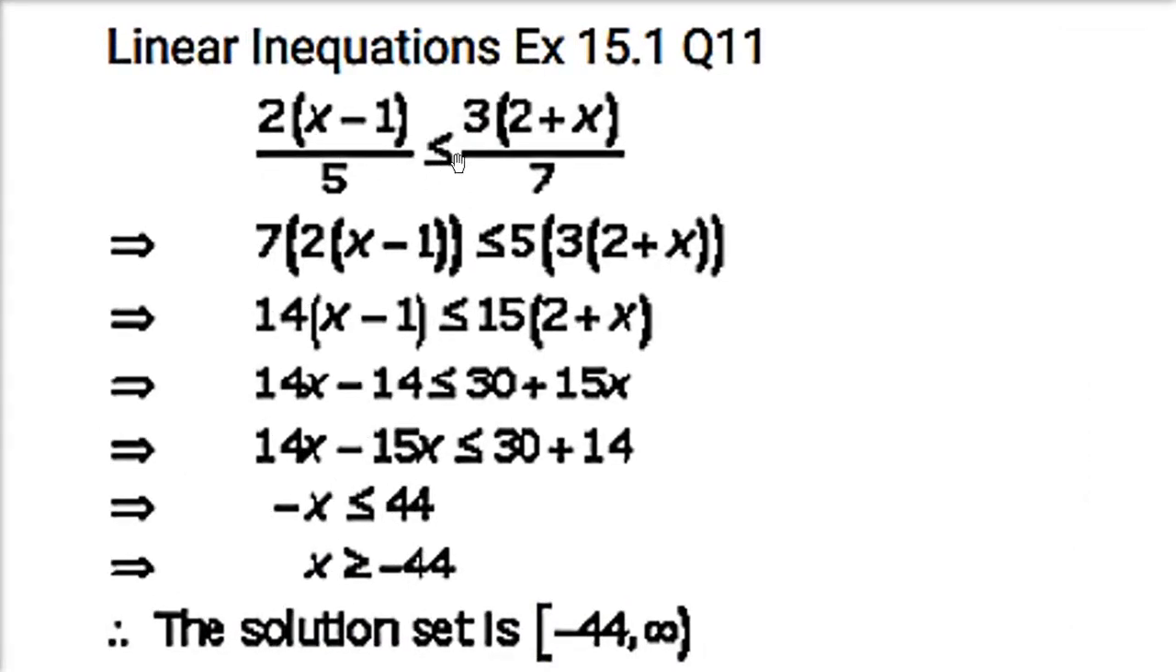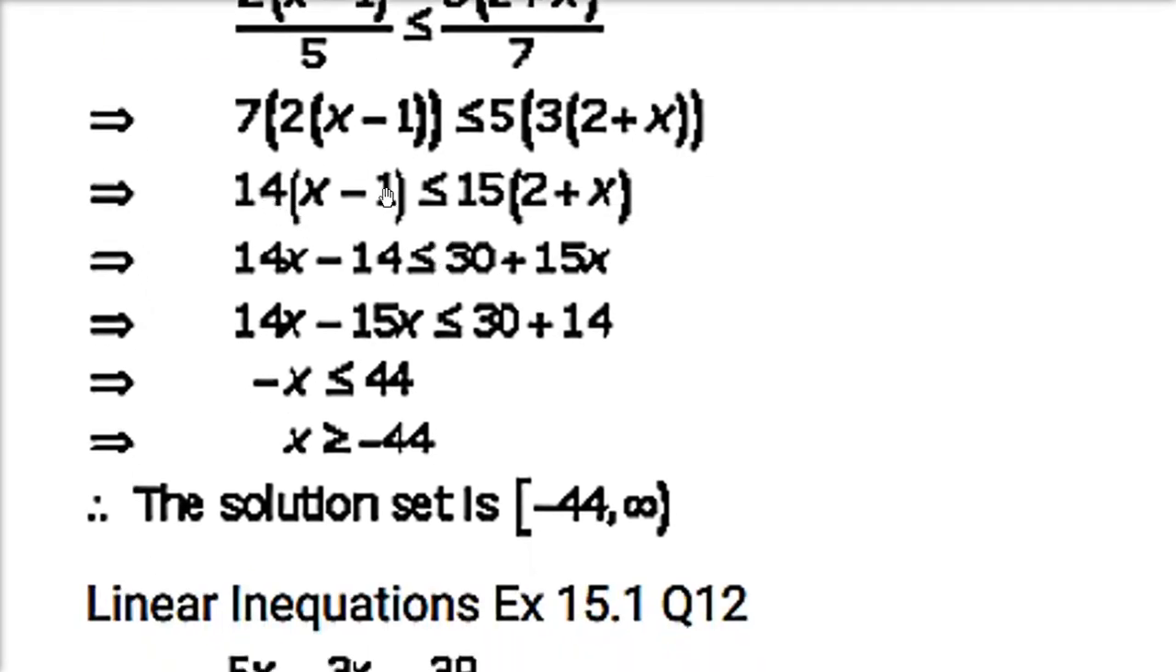Now here what you can do is 5 and 7. You can multiply both sides by 35, or you can take 7 here, 5 here. So you multiply this, 7 2s are 14. You have 14x minus 1. Here you have 5 3s are 15. 15 into 2 plus x. 14x minus 14, 30 plus 15x.